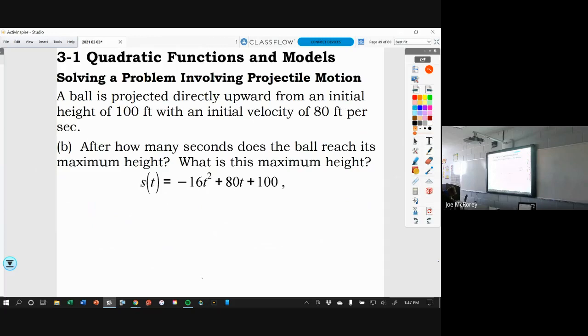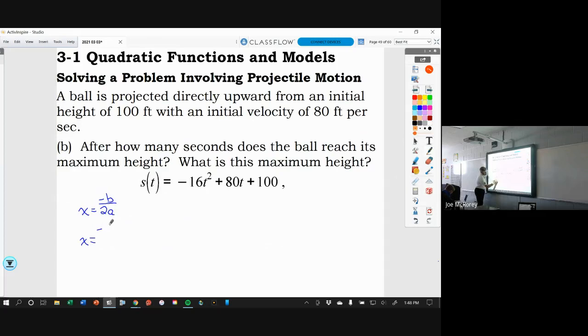Okay, part B. After how many seconds does the ball reach its maximum height? And what is that maximum height? What are we looking for? We're looking for the vertex. That's all we're doing. To find the x value of the vertex, x equals -b/2a, which is the axis of symmetry, plug our values in.